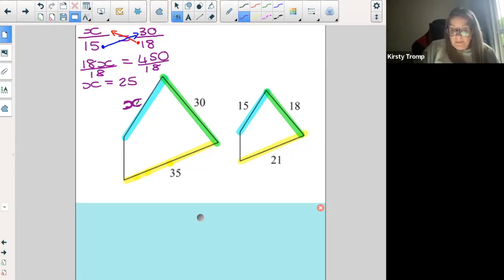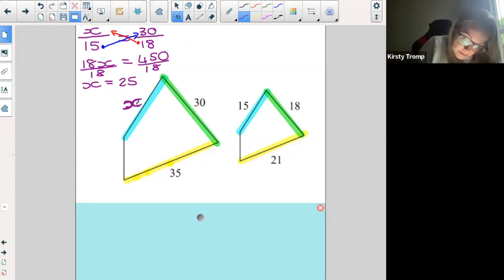So that's if I use the blue and the green. Now, some people are saying to me, ma'am, where did the 35 go? What about the yellow, ma'am? Why haven't you used the yellow? So I'm going to show you what happens if I use the yellow instead of using the green. I don't have to show both. I can only show one, but I'm going to show you what happens if I use the yellow instead.